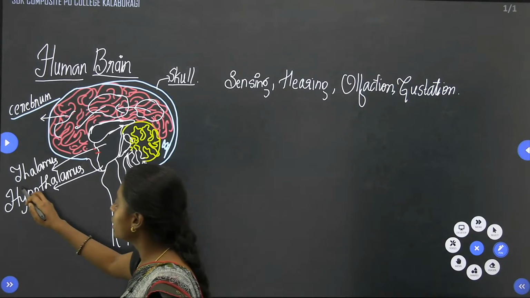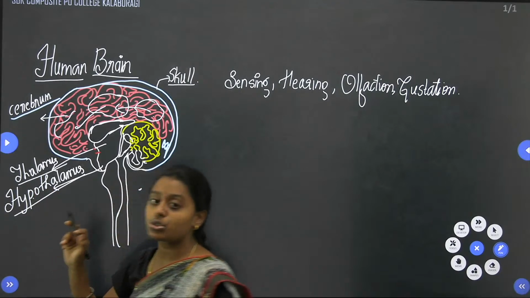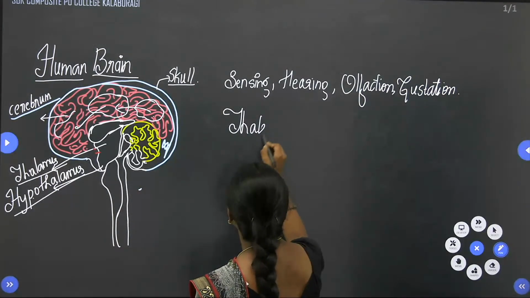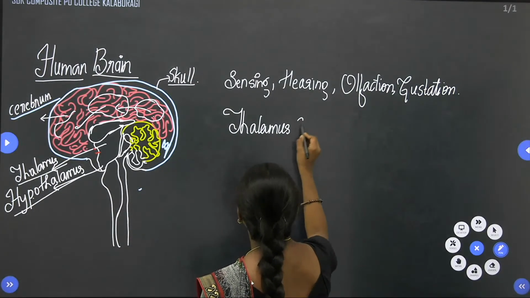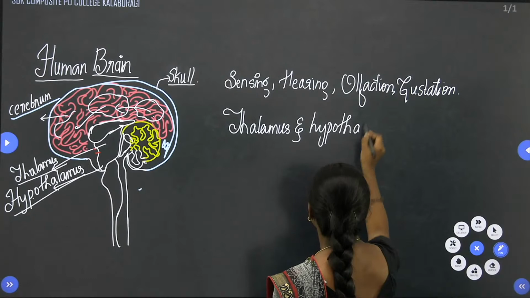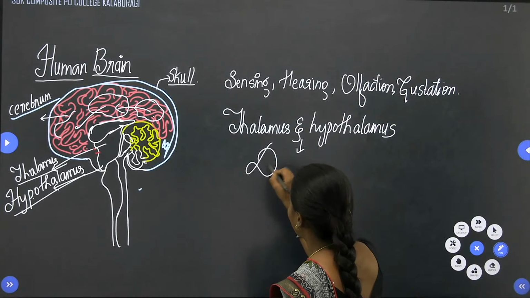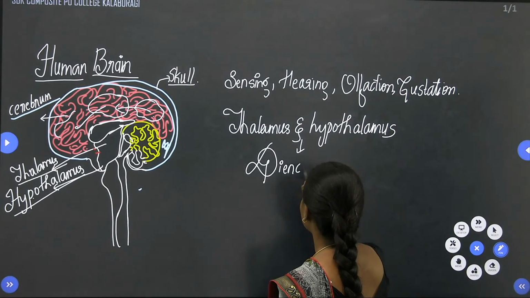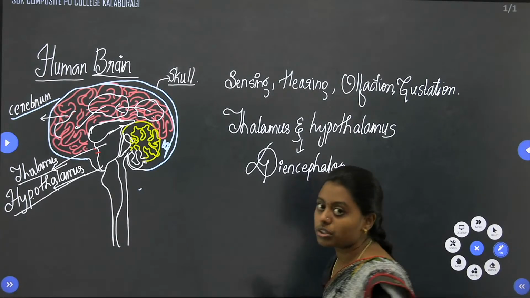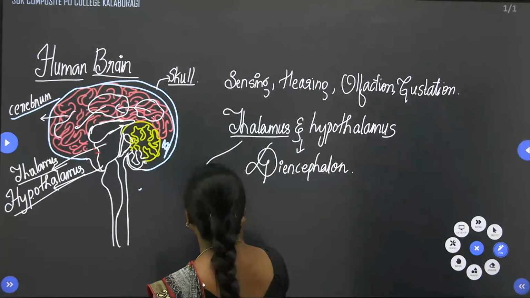Coming to the next part, that is thalamus and hypothalamus. Thalamus and hypothalamus together constitute a structure called the diencephalon. In this, thalamus is the major coordinator.